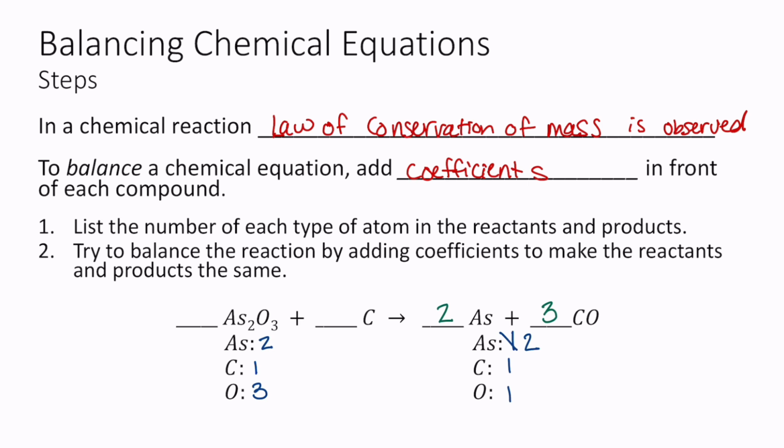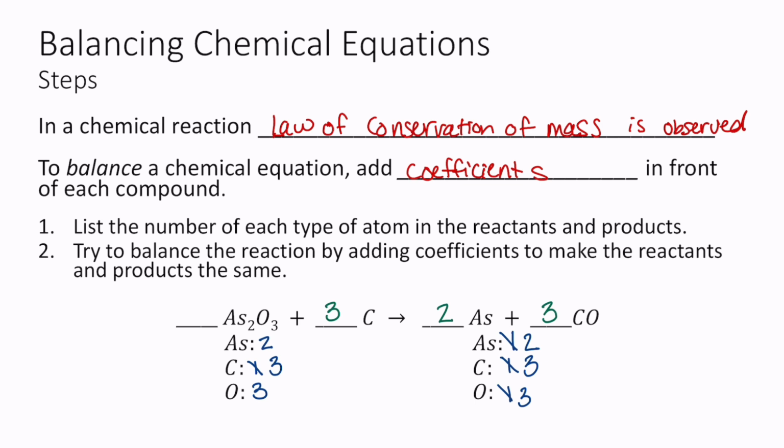Now, when I do that, it's going to change the amount of oxygen, but notice it also changed the amount of carbon. So by balancing my oxygen out, I now have created a problem for carbon. I'm going to have to go and balance the carbon out. So to do that, I would put a 3 in front of the carbon on my reactant side. Notice when we did that, it all balances out.